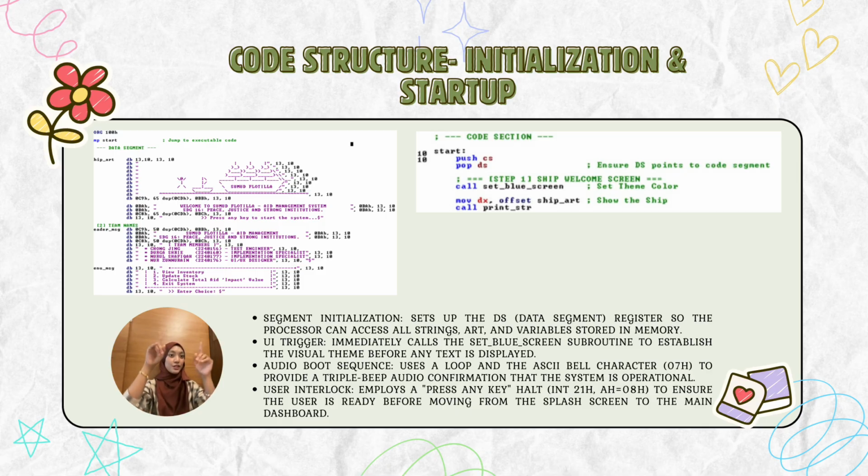On the left, we can see our data segment. This is where we have defined our visual assets, including the Sumut Fatila splash art using ASCII characters. To bring this to life, we look at the code section on the right. You notice two key initial steps.